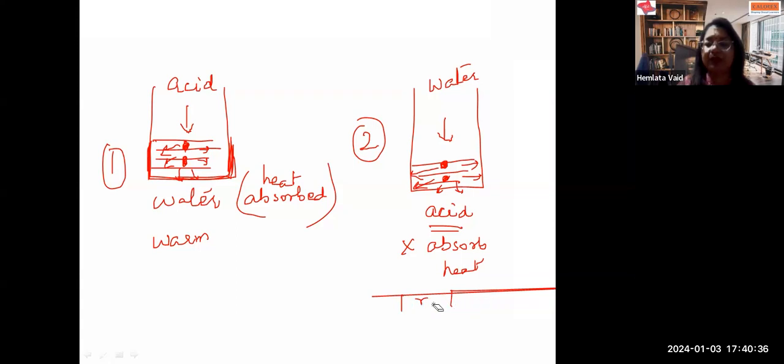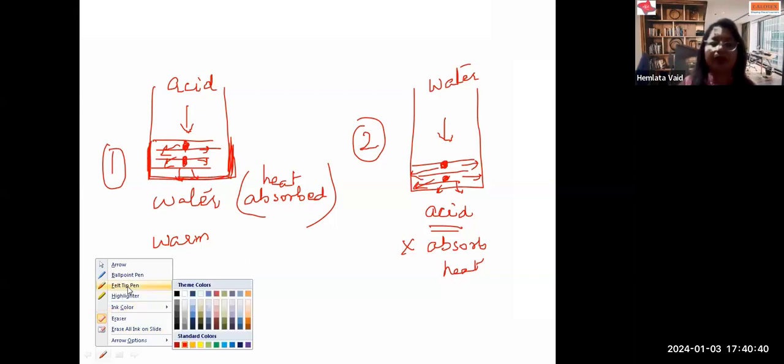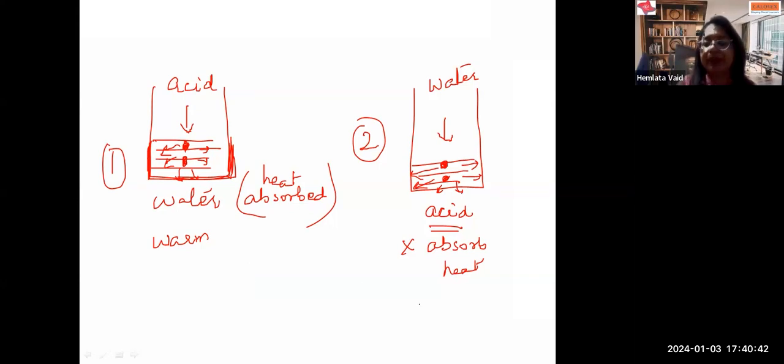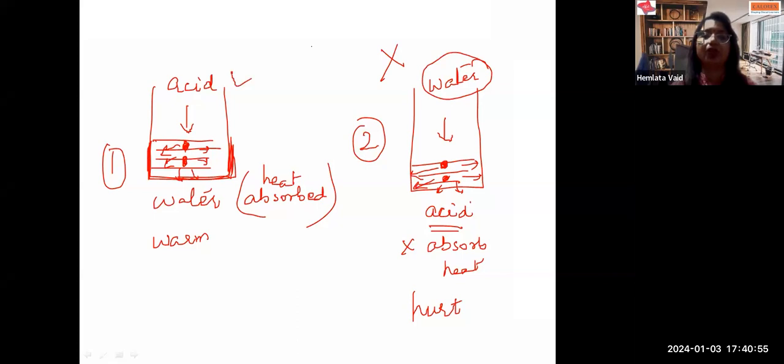It will be risky because the acids are corrosive in nature. So there are chances that somebody can get hurt. So this second method is not recommended at all. You should never add water to acid. You should always add acid to water, right? So this is the correct way.